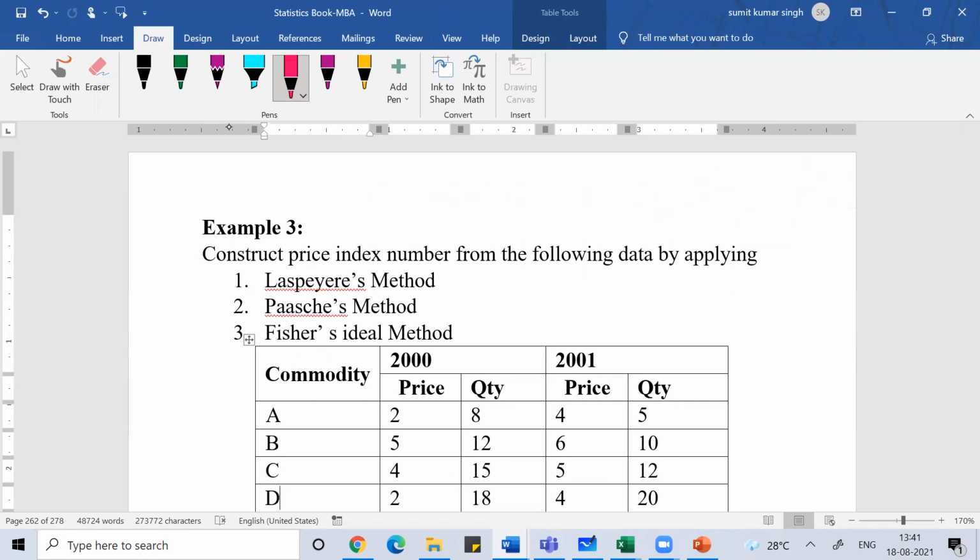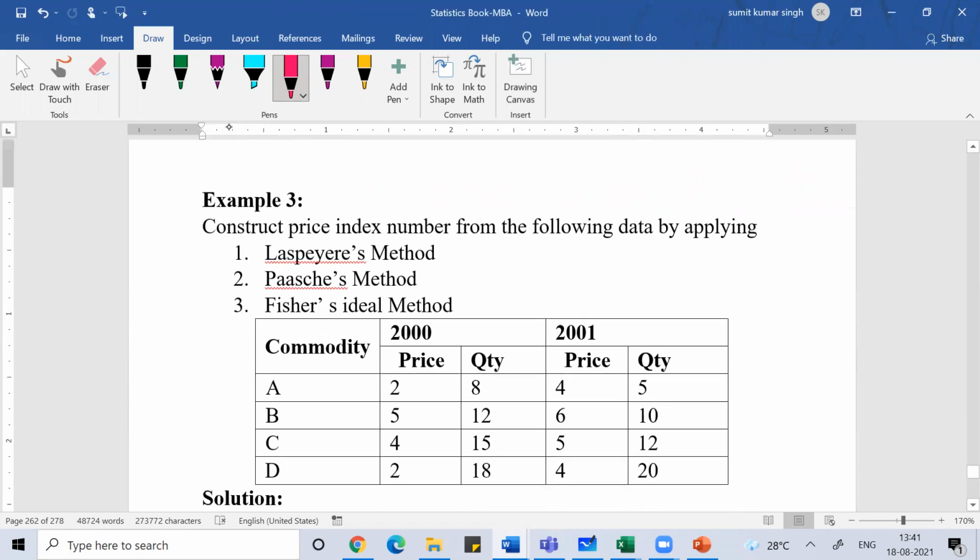So suppose this is the question, guys. Write down this question. Construct the price index number from the following data by applying Kelly's method, Paasche's method, and Fisher's ideal method.